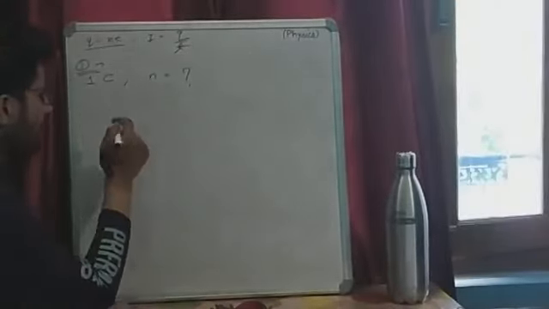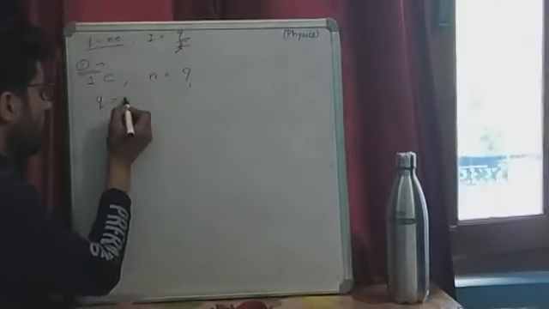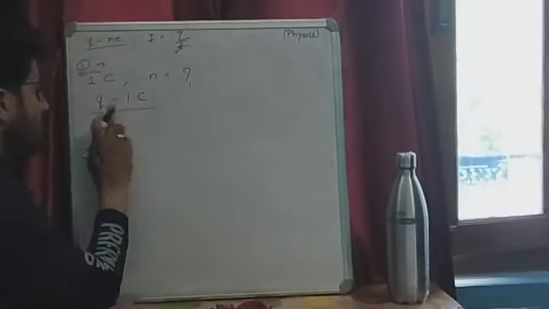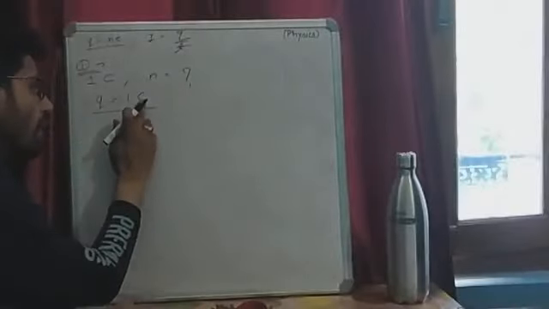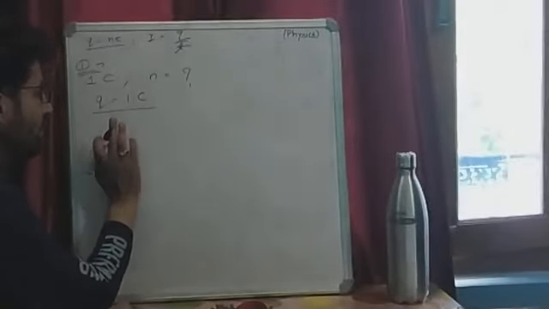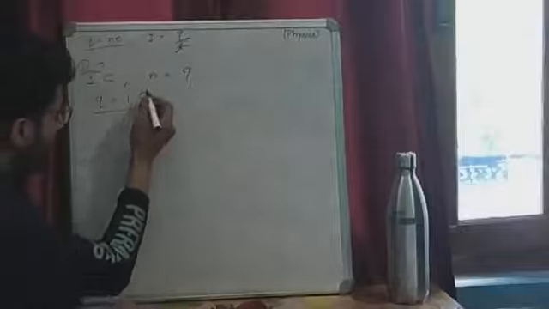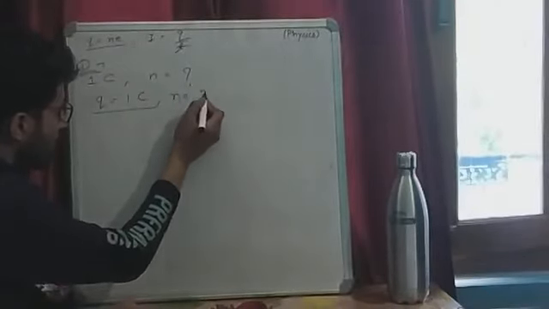Okay. So in this question, we have Q equal to 1 coulomb. As we know, this is electric charge and coulomb is the SI unit of charge. So in this question, we have to find the number of electrons.